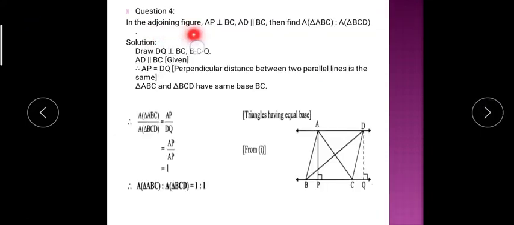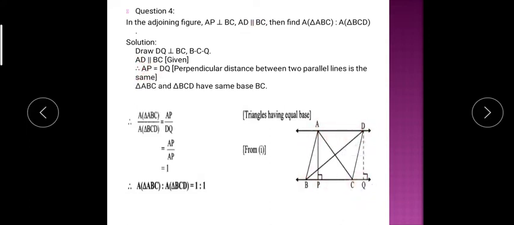Now question number 4. In the adjoining figure, AP is perpendicular to BC and AD is parallel to BC. Then find the area of triangle ABC as a ratio with the area of triangle BCD. Now listen. What is given? AP is perpendicular to BC and DQ is also perpendicular to BC. It is given that AD is parallel to BC.